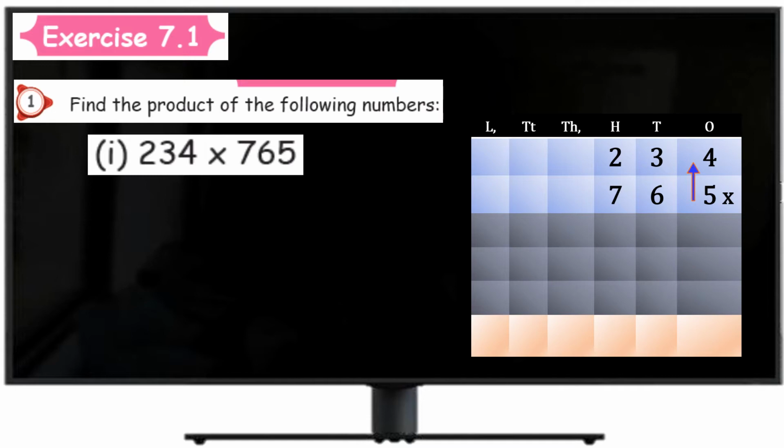5 4s are 20, isn't it? So 2 digit answer. Single digit means we can write in that place itself, but here we have 2 digits. So 0 here and 2 upon the tens place. Now next move, 5 3s are 15 plus 2 is 17. 7 here and as usual 1 upon the 100 place. Finally 5 2s are 10. 10 plus 1 is 11. So 1 here and 1 above on the 1000 place. There is no number to multiply, so just bring down the 1 here.